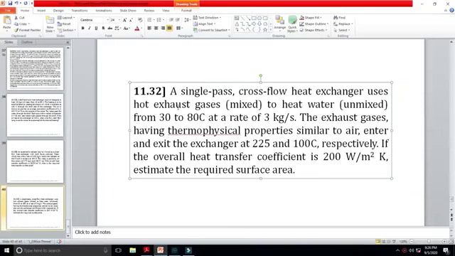Next problem, which is 11-32, says that a single pass cross flow heat exchanger uses hot exhaust gases, which are mixed, to heat water, which is unmixed. So the water is unmixed, so that would be flowing through the tubes, and hot exhaust gases would be outside the tubes, and they are mixed with respect to direction as discussed earlier. To heat the water from 30 to 80 degrees Celsius at a rate of 3 kilograms per second. So water would be the cold fluid and exhaust gases would be the hot fluid. So T cold in is 30 and T cold out is 80.